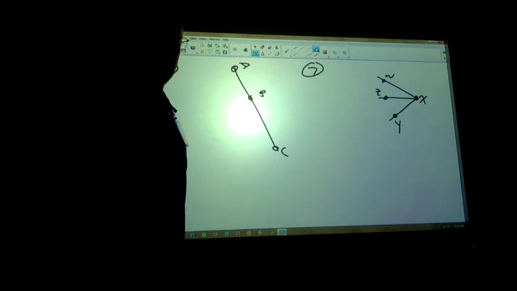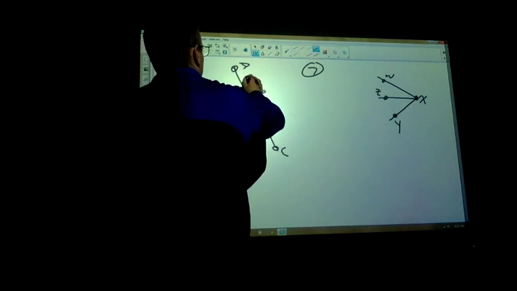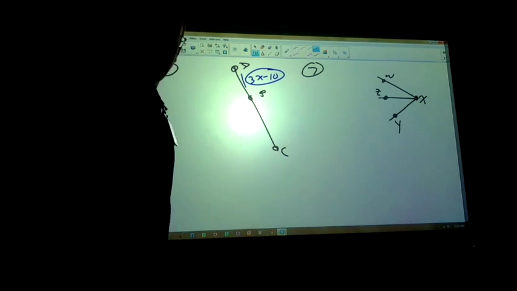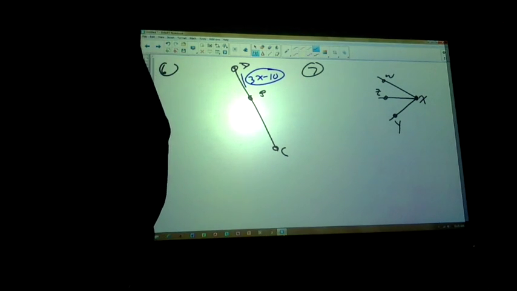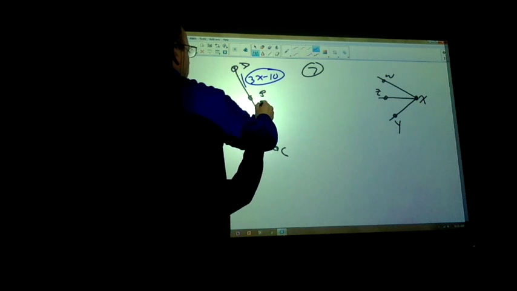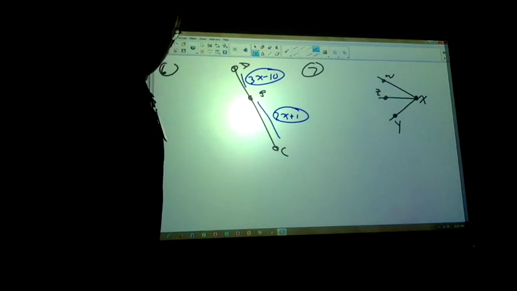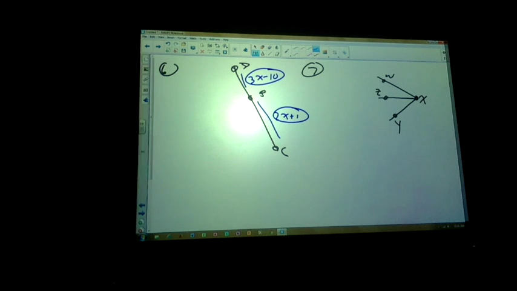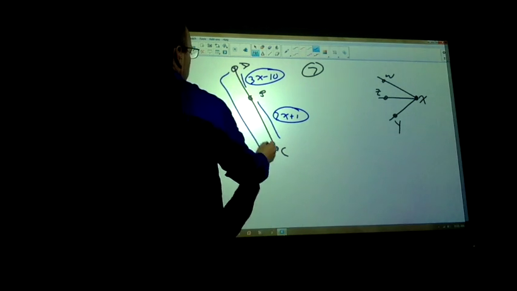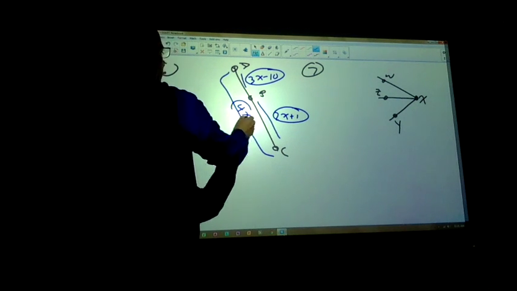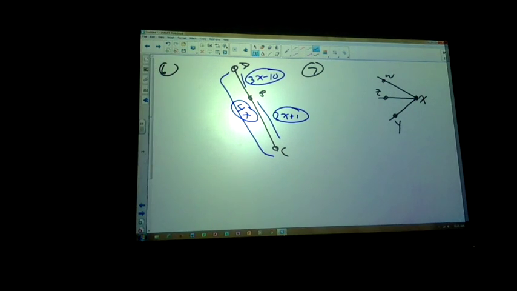All right. So they tell us that segment AB is 3x minus 10. And then they tell us BC is 2x plus 1. And then they tell us the entire distance A to C is a length of 4x. Okay? How are we going to do this problem?